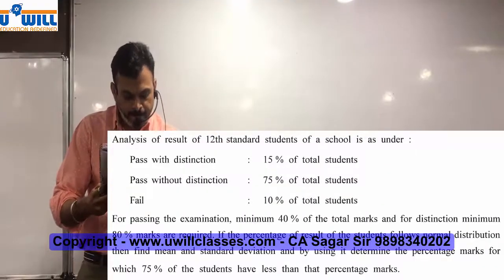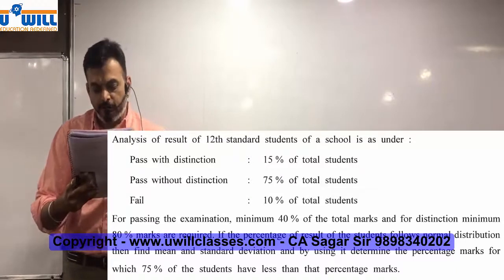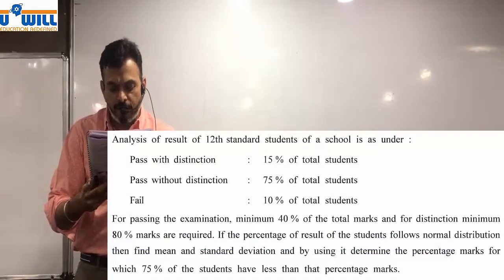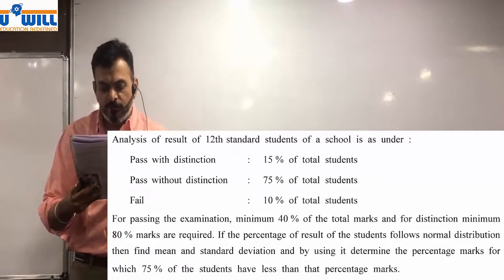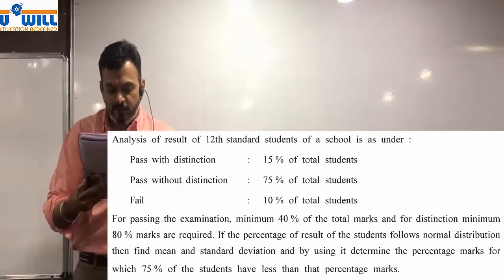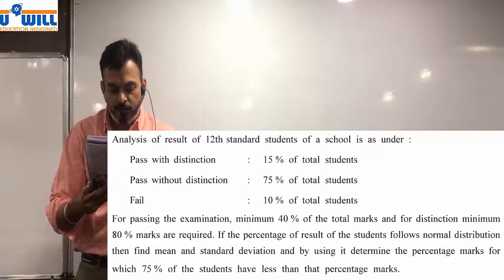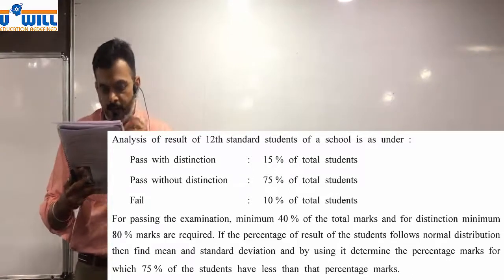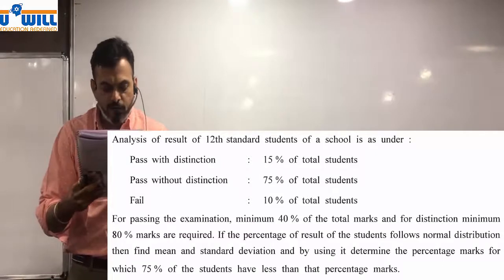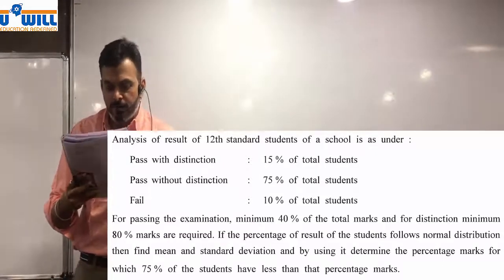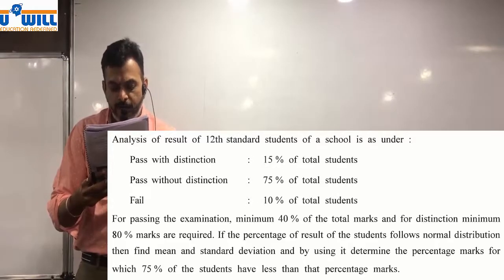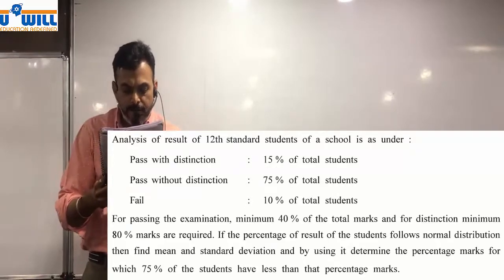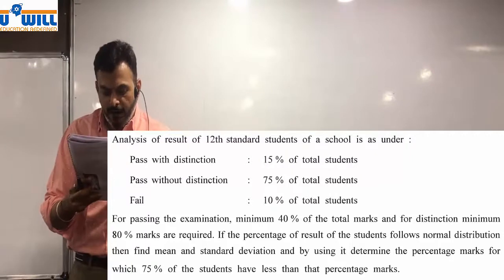Question number 5. Analysis of result of 12th standard students of a school is as under. Pass with distinction 15% of total students. Pass without distinction 75% of total students. And fail 10% of total students. For passing the examination, minimum 40% of the total marks, and for distinction, minimum 80% marks are required.